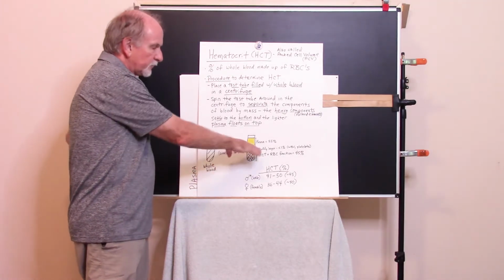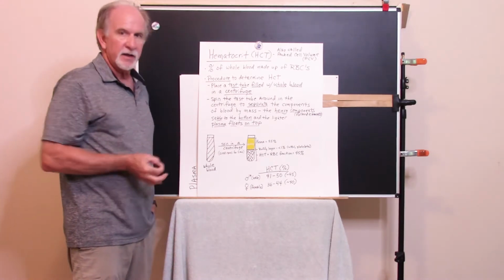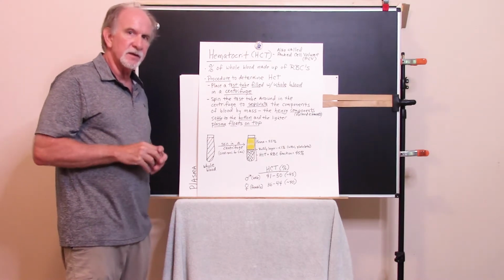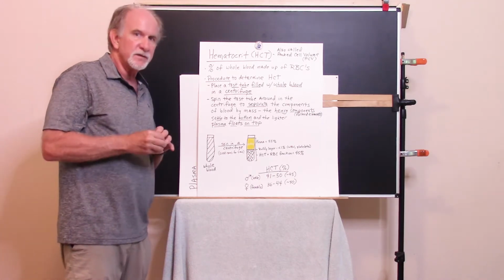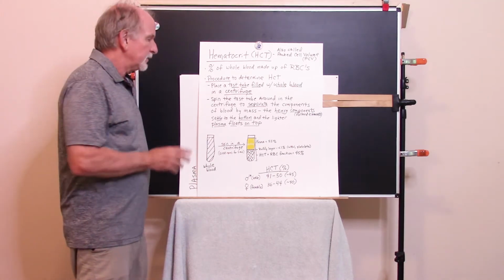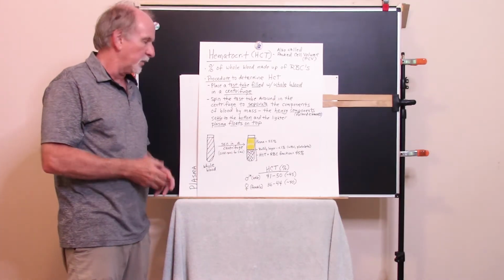Right above the red blood cell fraction is what's known as the buffy layer, and that's a layer that's kind of a tannish brown and is made up of white cells and platelets. The white cells and platelets together make up less than 1% of whole blood.